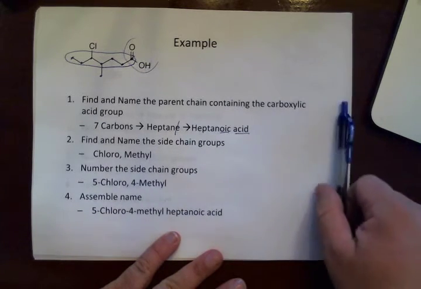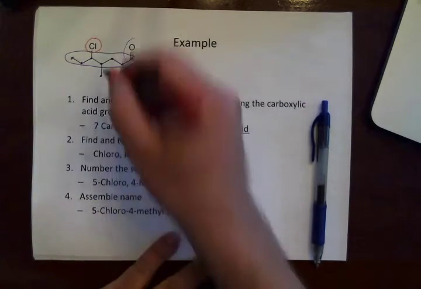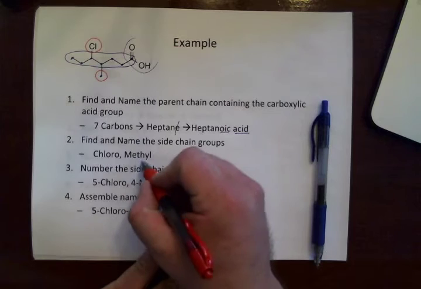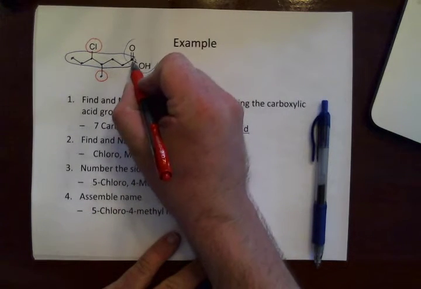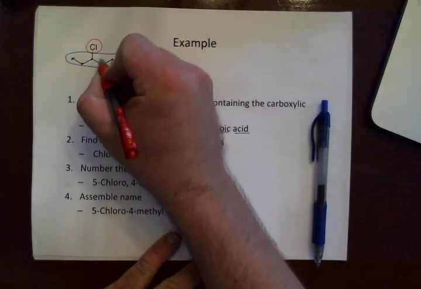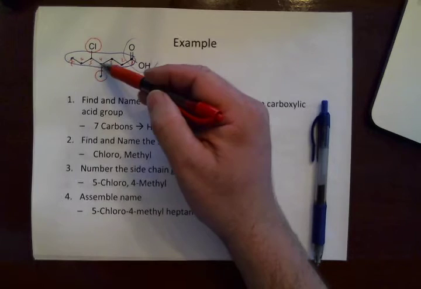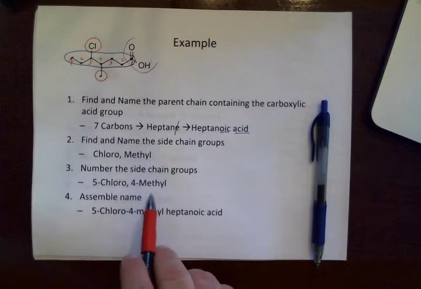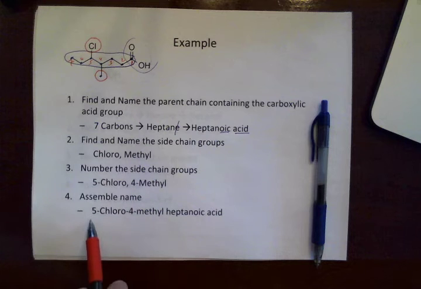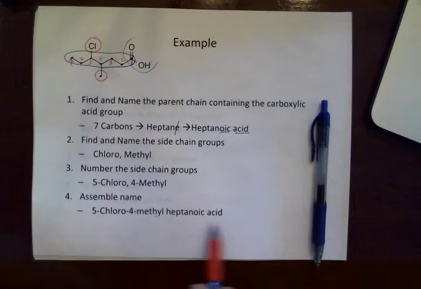Now you're going to be doing the side chains. You have a chlorine group here, so it becomes chloro, and then you have this methyl group here, so methyl. Carbon 1 starts at the carboxylic acid group: 1, 2, 3, 4, 5, 6, 7. The methyl group's hanging off of 4, the chloro's at 5. As you assemble the name, it'd be 5-chloro, 4-methyl, because chloro comes before methyl alphabetically, and then your main chain, heptanoic acid.